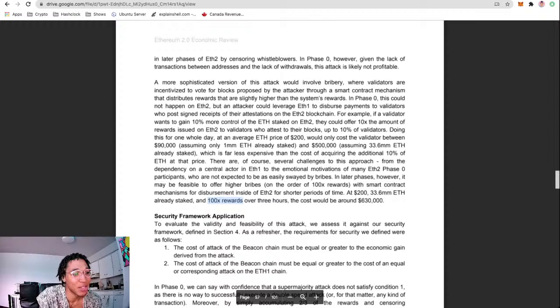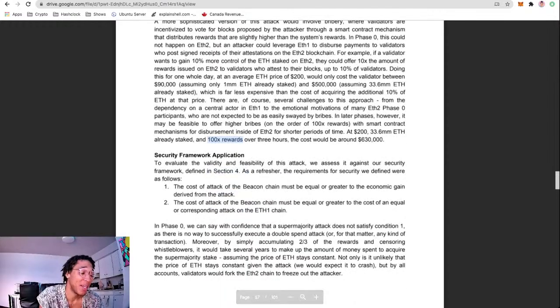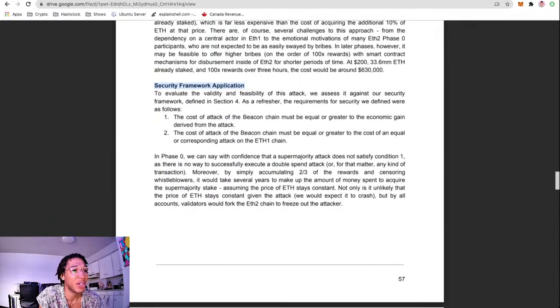So we'll see how that goes as we get closer to ETH2 Phase 2. Security framework application. To evaluate the validity and feasibility of this attack, we assess it against our security framework defined in Section 4. As a refresher, the requirements for security we defined were as follows.